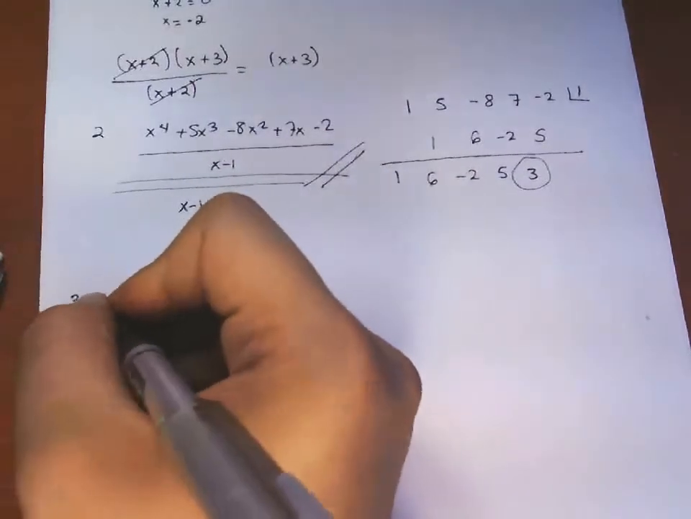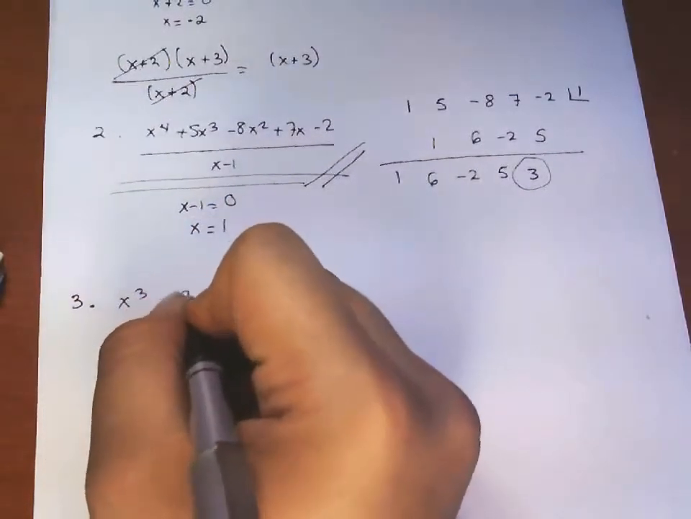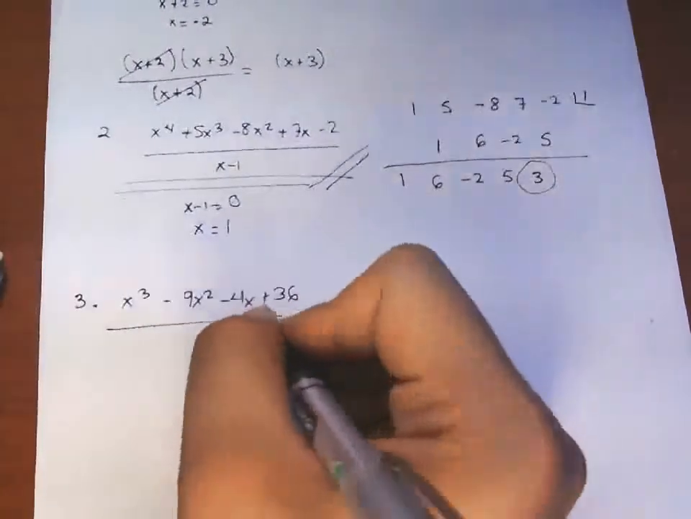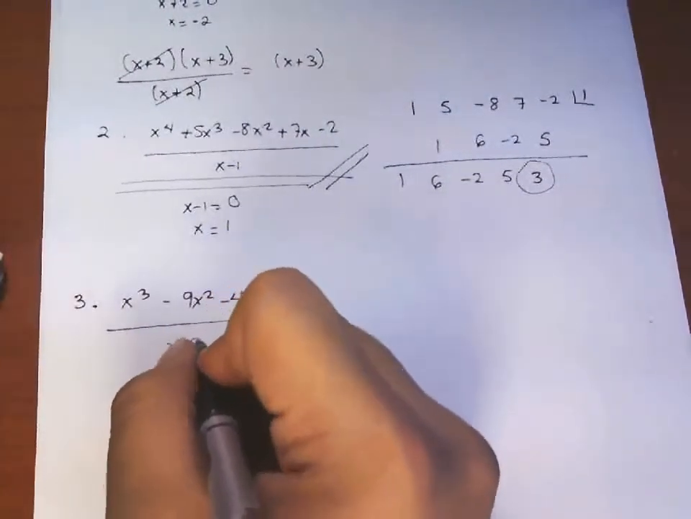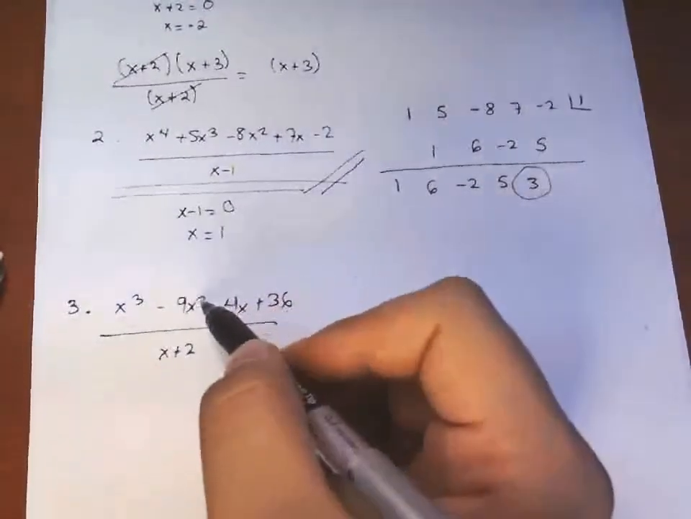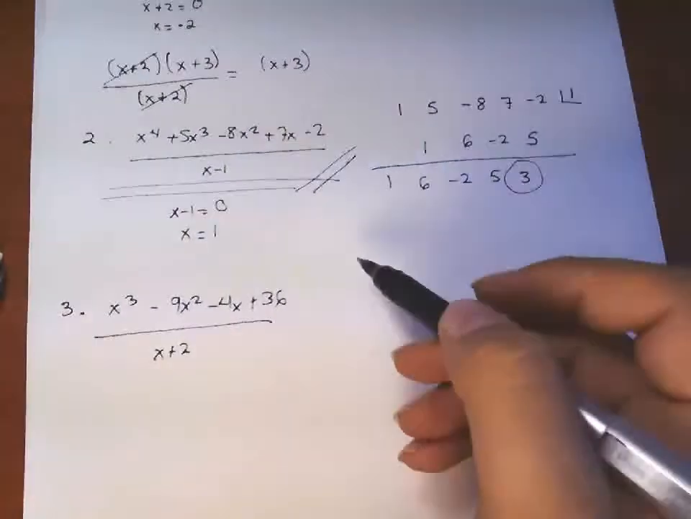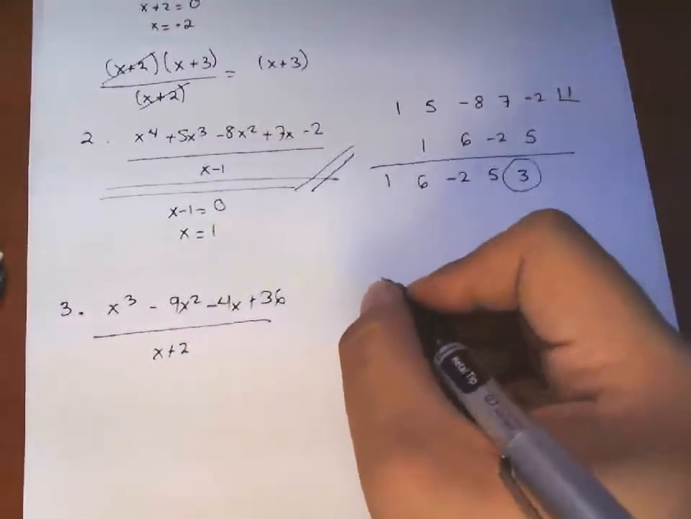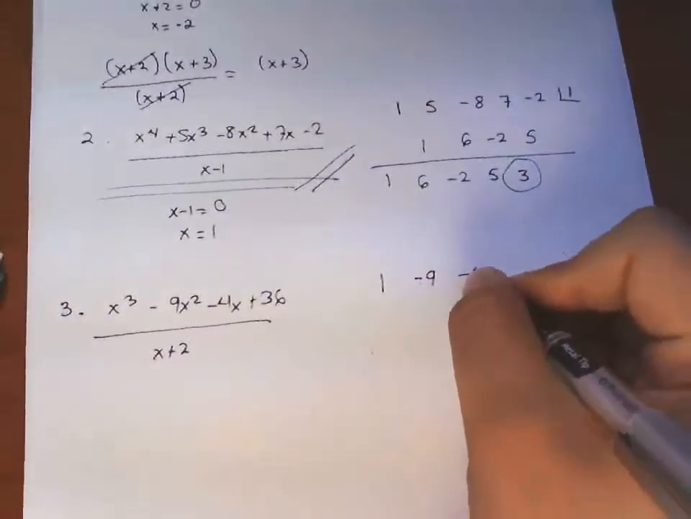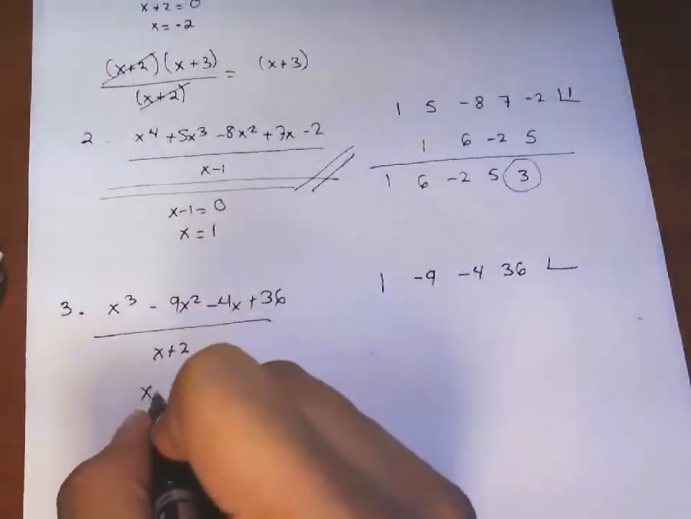3. Dice x tercera menos 9x segunda menos 4x más 36, todo sobre x más 2. Volvemos a intentarlo, revisamos primero. Tenemos x tercera, x segunda, x y el independiente. No nos falta ninguno, por lo tanto seguimos el orden que está establecido. 1, menos 9, menos 4, 36. Y despejamos de nuevo.